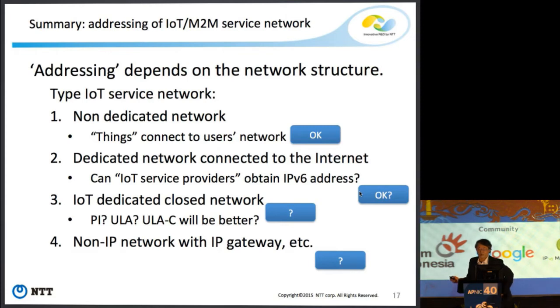So this is the summary slide: the address depends on the network structure. As I said, whether these four types of network can get an IPv6 address or not is one big problem.